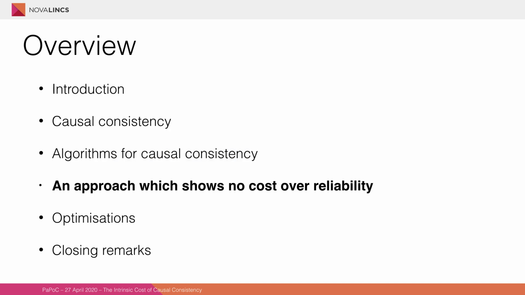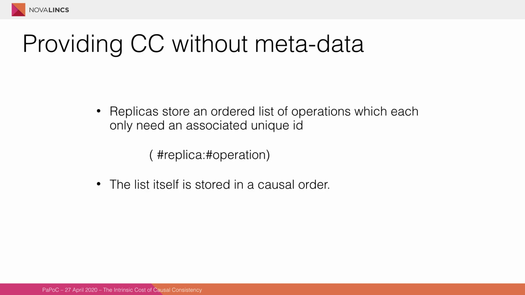I've shown algorithms to implement causal consistency and their associated costs, and now I'm going to show an approach which shows that we can implement causal consistency without paying any overhead compared to already implementing reliability.